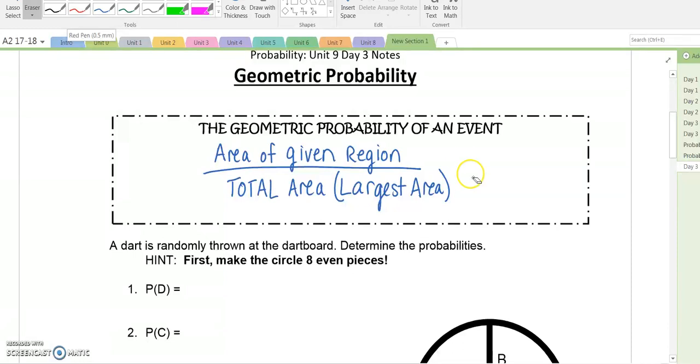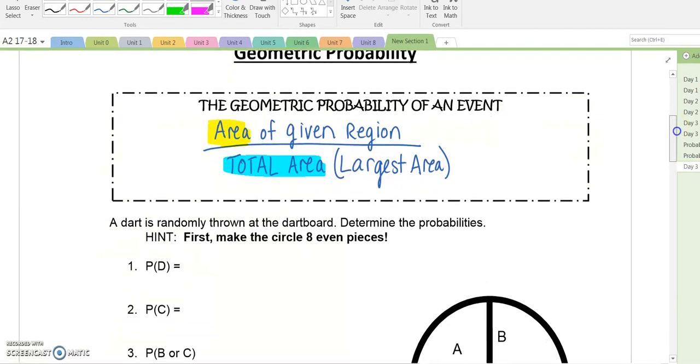Today we're going to talk about geometric probability. So I have the definition written down here, so go ahead and copy this down into your notes. For geometric probability, we're talking about area. That means we're going to be finding the area of a given region and dividing it by our total area, or our largest area, which will usually be the case.